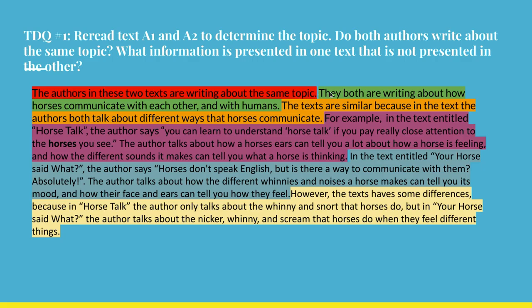To be specific, I highlighted that in green. They both are writing about how horses communicate with each other and with humans. The texts are similar because the authors both talk about the different ways that horses communicate. Now, the purple is my evidence, my examples. For example, in the text entitled Horse Talk, the author says you can learn to understand horse talk if you pay really close attention to the horses you see. And the author talks about how a horse's ears can tell you a lot about how a horse is feeling and how the different sounds it makes can tell you what a horse is thinking.